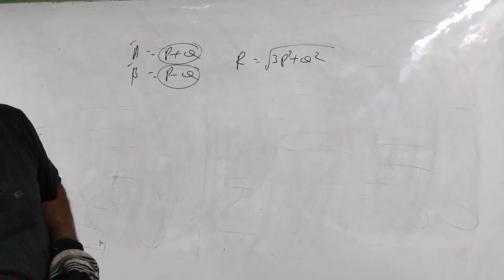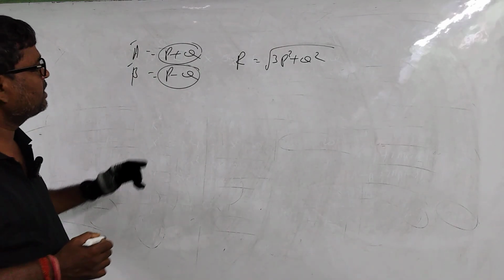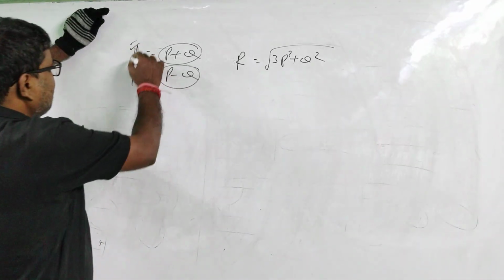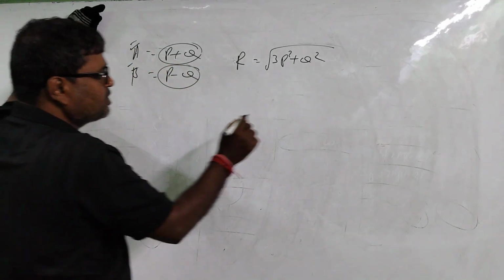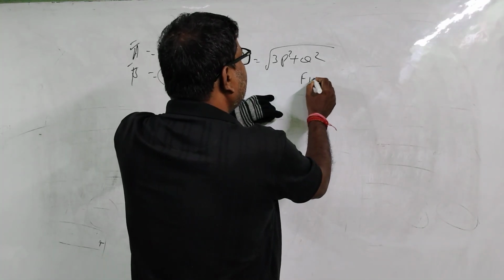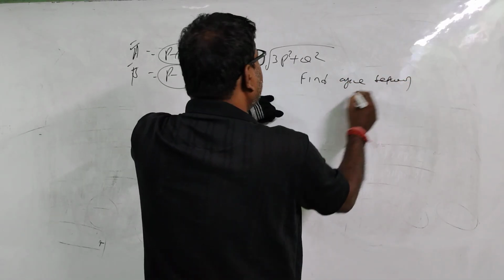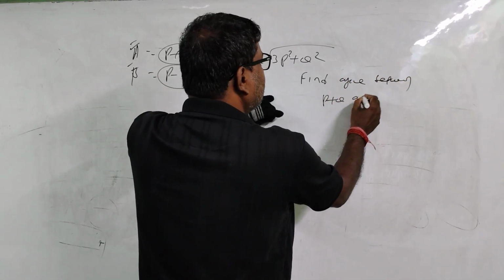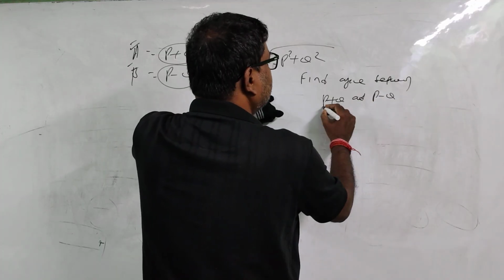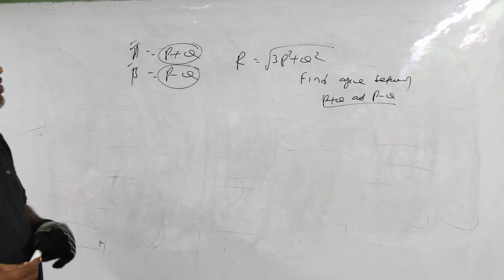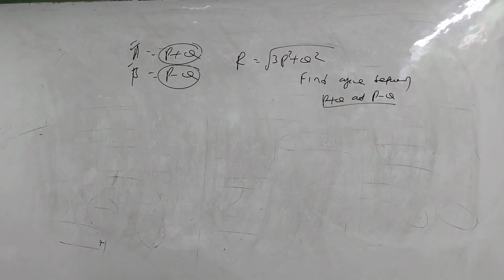So the question is: find the angle between the two vectors. What is the angle between p plus q and p minus q?